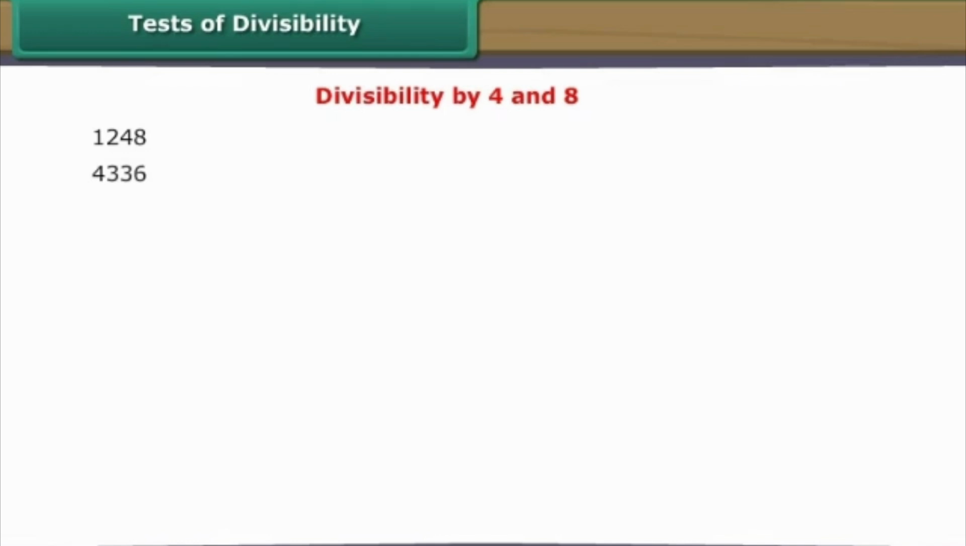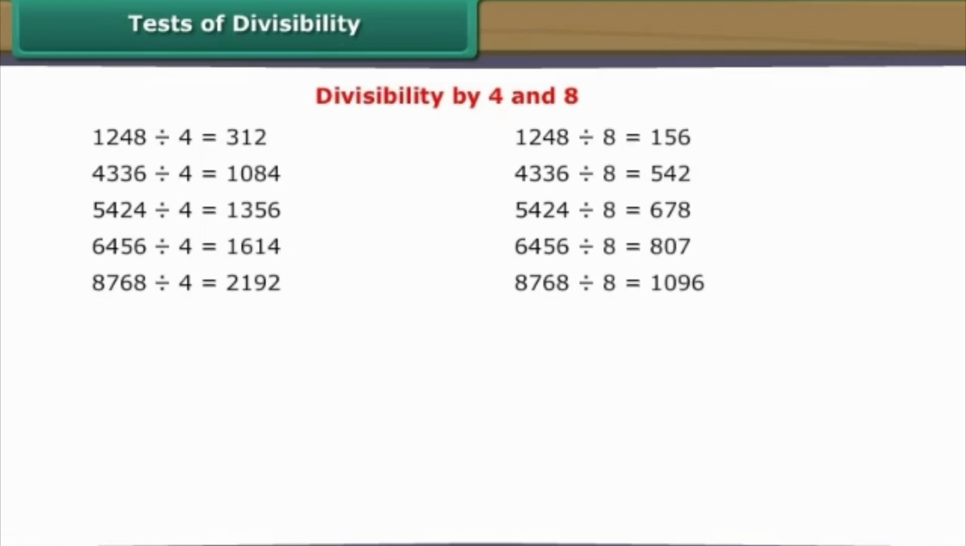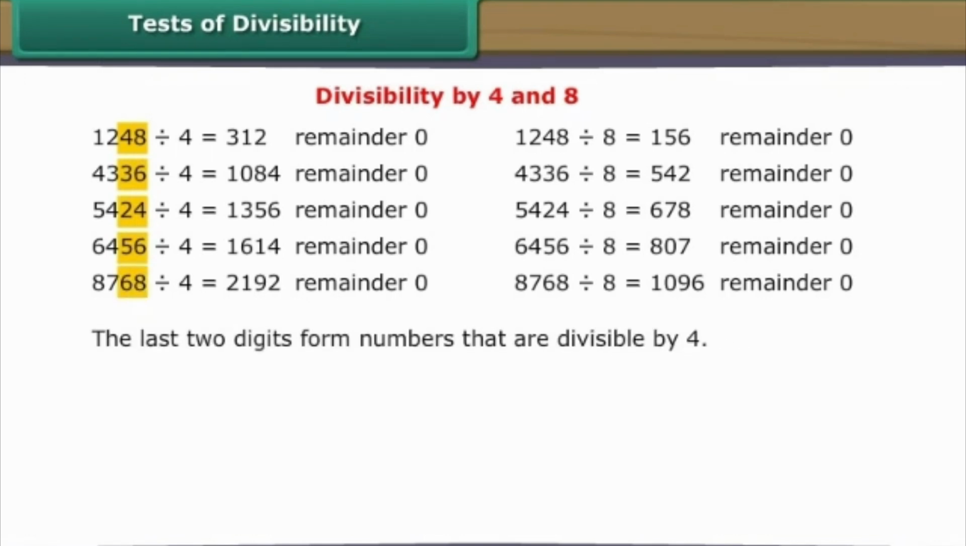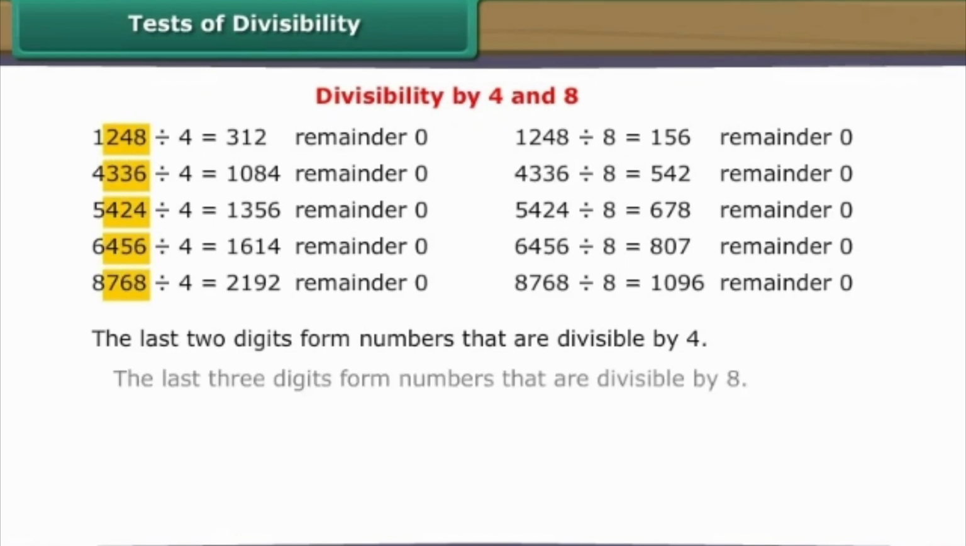Consider some numbers: 1248, 4336, 5424, 6456, 8768. Let us divide them by 4 and 8. 4 and 8 divide them all exactly, leaving no remainder. Consider the last 2 digits of the numbers: 48, 36, 24, 56, 68. The last 2 digits form numbers divisible by 4. Consider the last 3 digits of the numbers: 248, 336, 424, 456, 768. The last 3 digits form numbers divisible by 8.